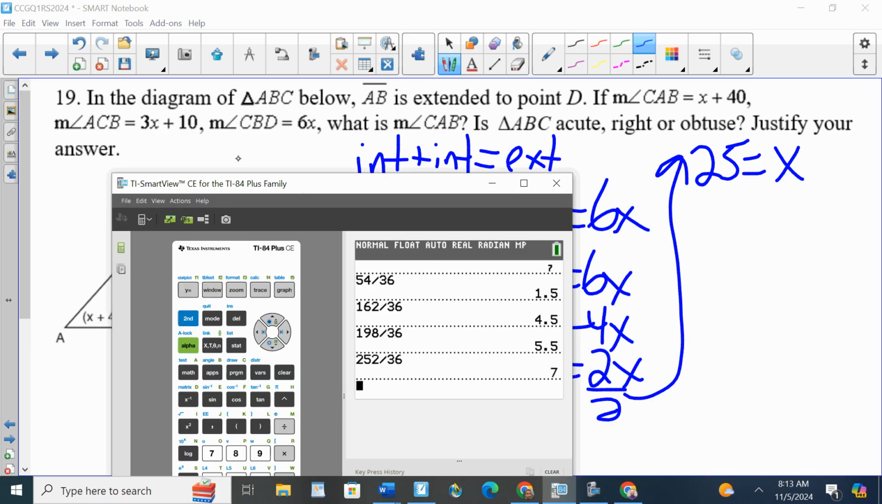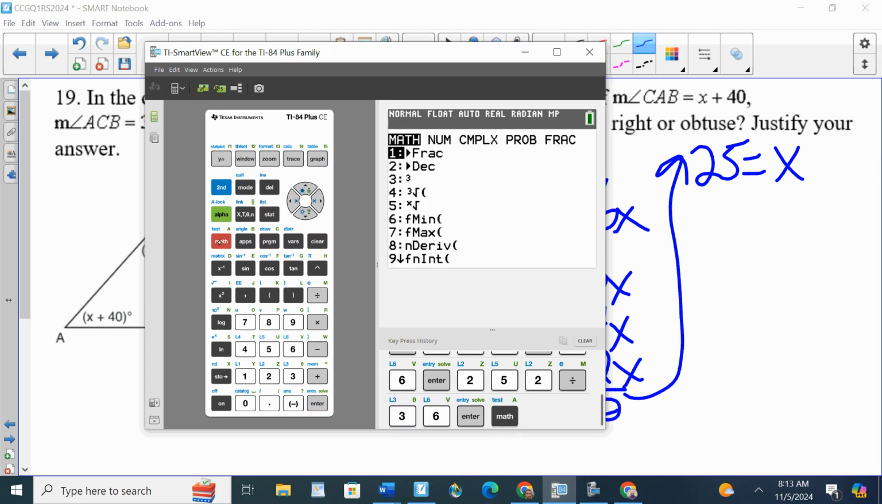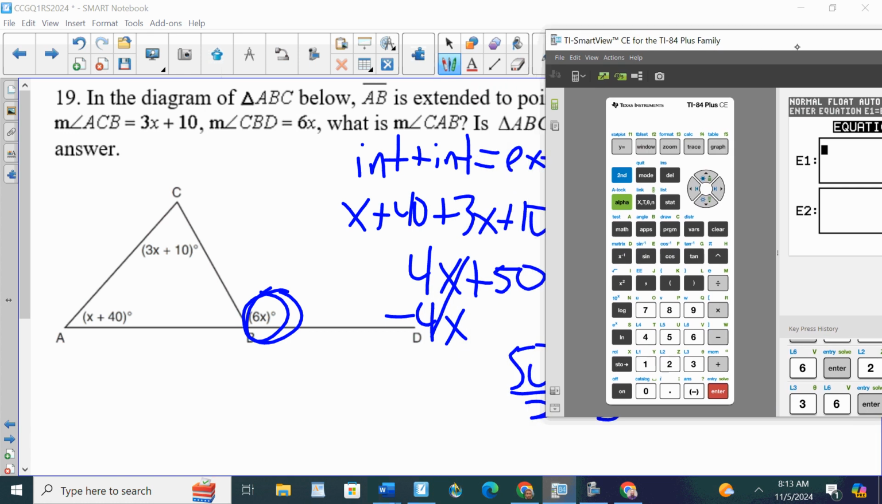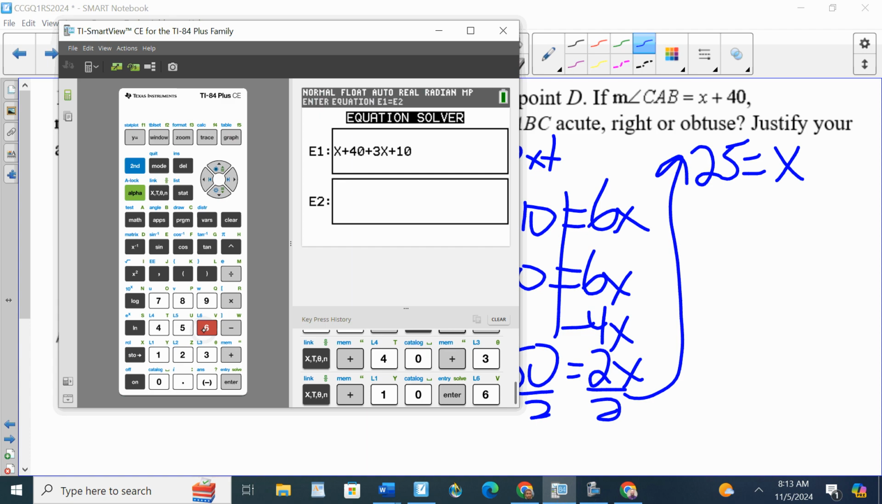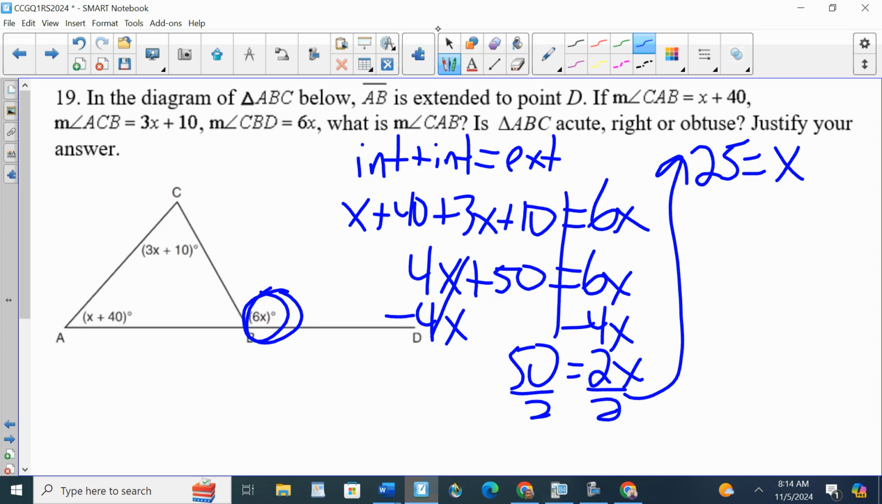I don't want you to use this. I don't want this to be your go-to. But at this point, if you're taking a test and you need it, use the equation solver. Math, up, enter. Type the left-hand side in. X plus 40 plus 3x plus 10. Type the right-hand side in, 6x. Okay, solve, and you'll get your answer. Again, that's not the ideal way to do this, but if at this point you still can't solve a linear equation, don't get these geometry questions wrong. Just use the equation solver.